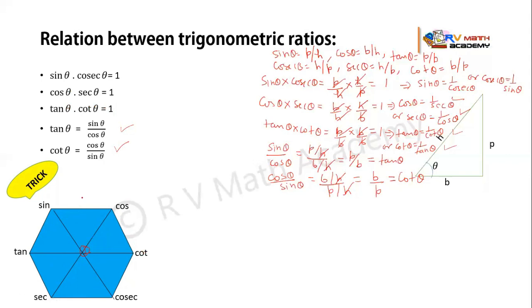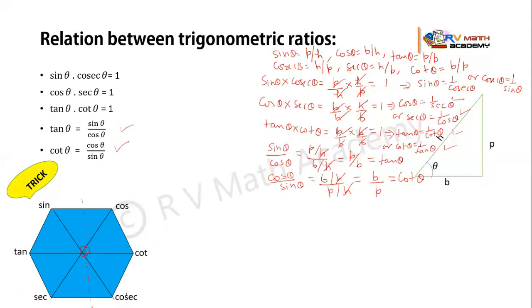And you can see if I divide this hexagon into 2 equal parts, we will write only the trigonometric ratios which start with C. So we have written cos here, we have written cot here, and we are left with only one trigonometric ratio which starts with the alphabet C, which is cosec. So we'll write cosec here and we will write sec here. So we can see here that these trigonometric ratios, which are diagonally opposite to each other, are reciprocal of each other.